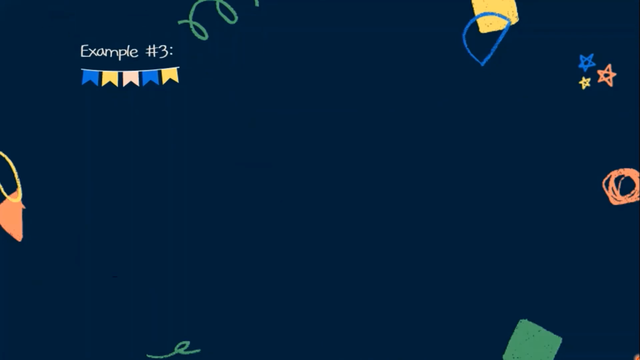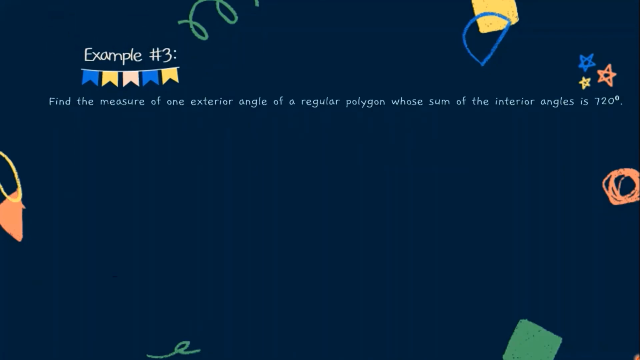Last example natin, example number 3: find the measure of one exterior angle of a regular polygon whose sum of the interior angles is 720 degrees. From this word problem, isa-isahin ulit natin yung mga keywords. We have the term measure, so hanapin natin yung sukat ng isang exterior angle, hindi interior. Regular polygon, dapat pantay yung sukat niya, equal measure of sides and angle. And then the sum of the interior angle of this polygon is 720 degrees.